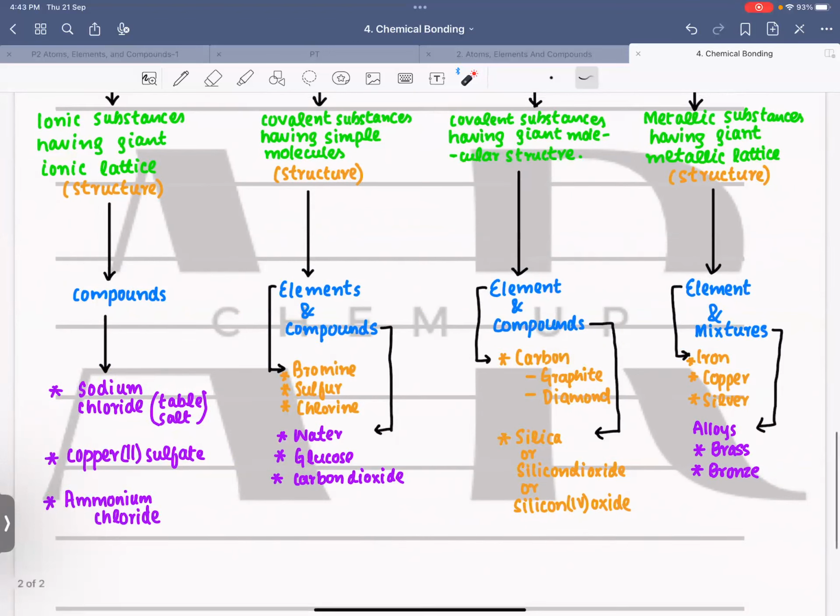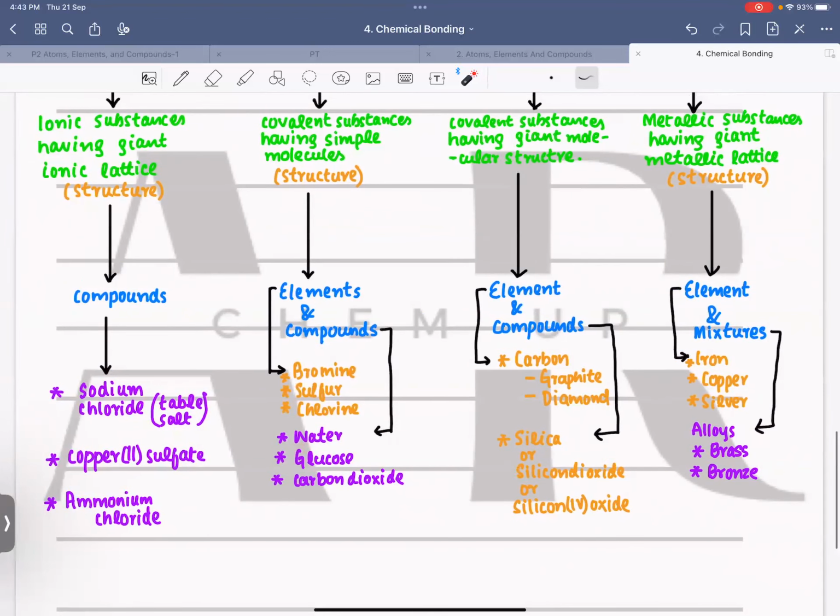See, the compounds in ionic bonds, which have a covalent bond and simple molecules, are compounds like water, glucose, and carbon dioxide. So they have different properties. Carbon dioxide is a gas, water is a liquid, and glucose is a solid, but a solid with a very low melting point. But when we talk about sodium chloride, it is a solid with a very high melting point. It does not usually melt on heating.